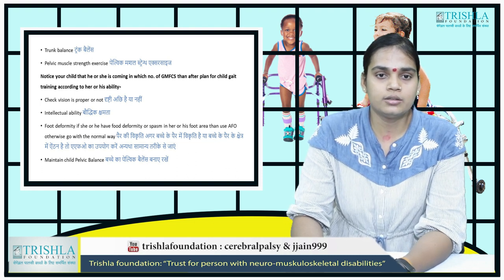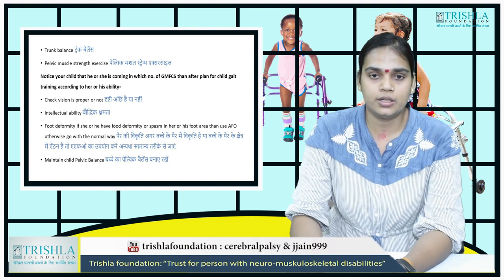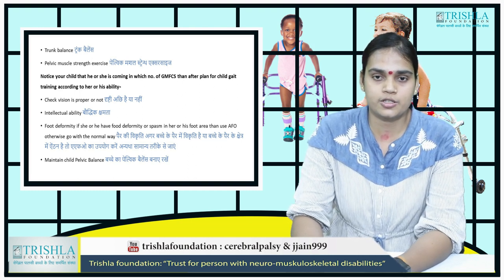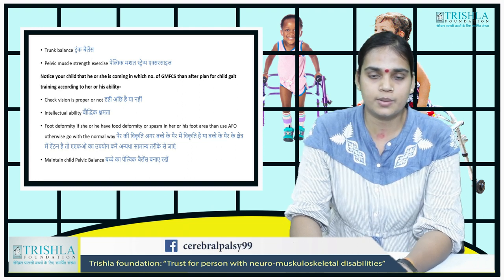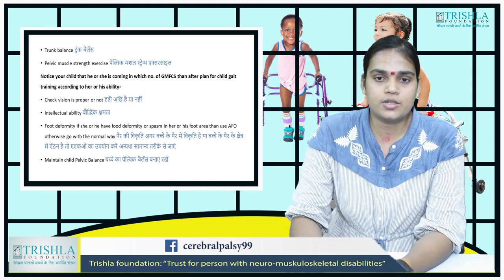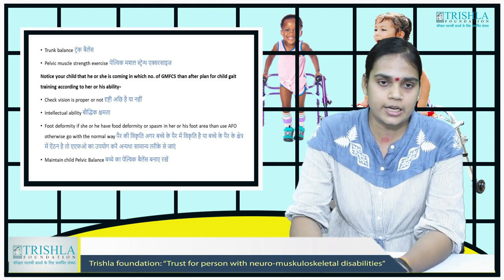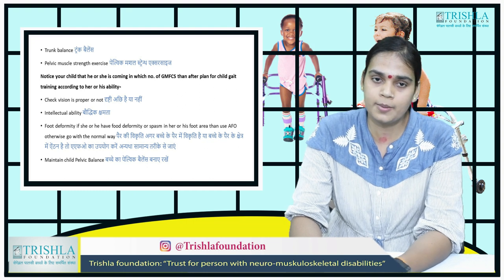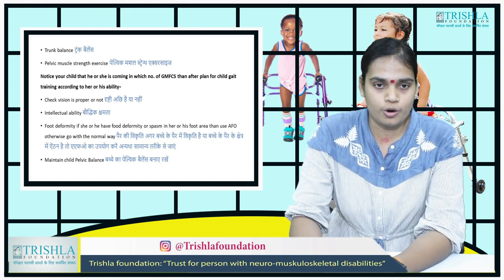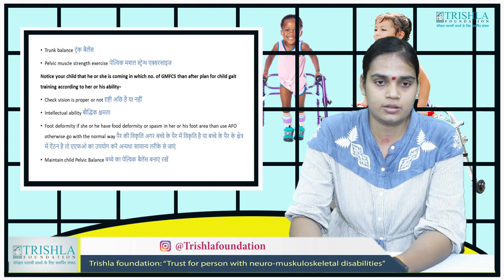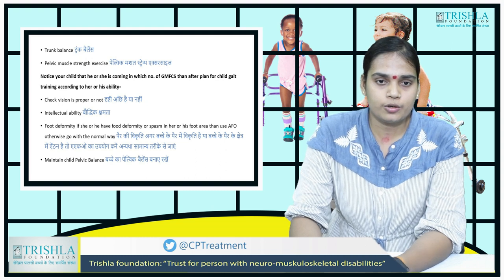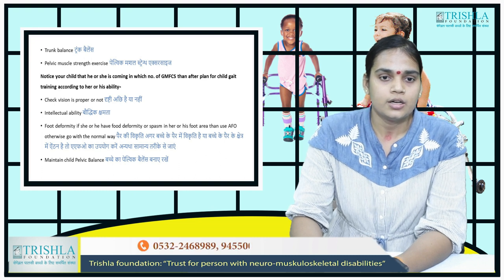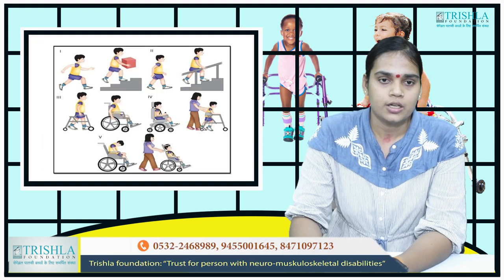Notice which number of GMFCS your child is coming in. Firstly, you have to know which GMFCS level your child comes in. After that, plan the gait training according to their stability and ability. Check that vision is proper or not, your child's intellectual ability, and foot deformity. If your child has a foot deformity, then correct it, then start gait training. Maintain the child's pelvic balance.